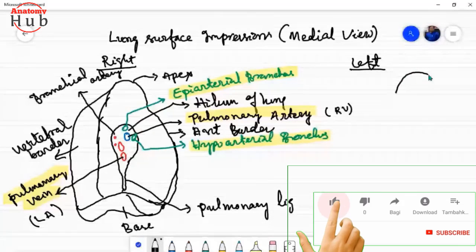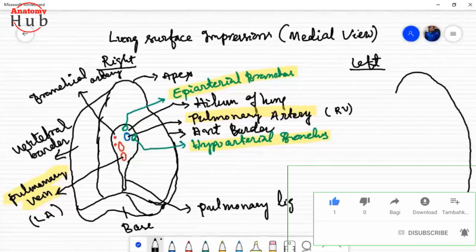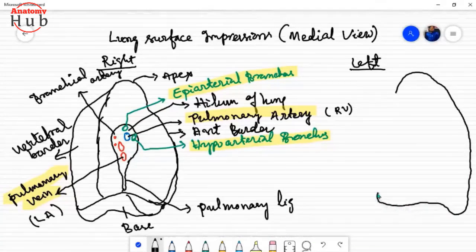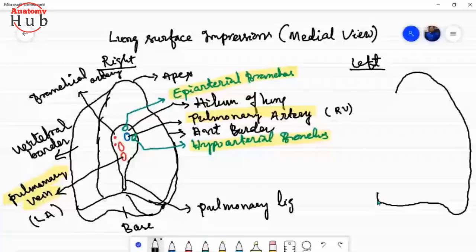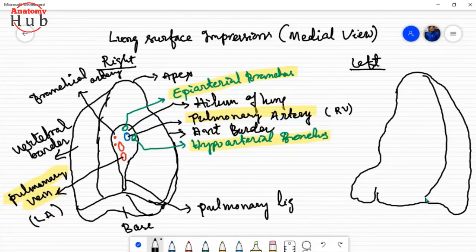Then you'll find the posterior border. Then you'll find this is the base, right? And from here you'll find the anterior border. Okay, and the nodes over here, and then it's going like this, right? So this is the vertebral border, right? This is the vertebral border.